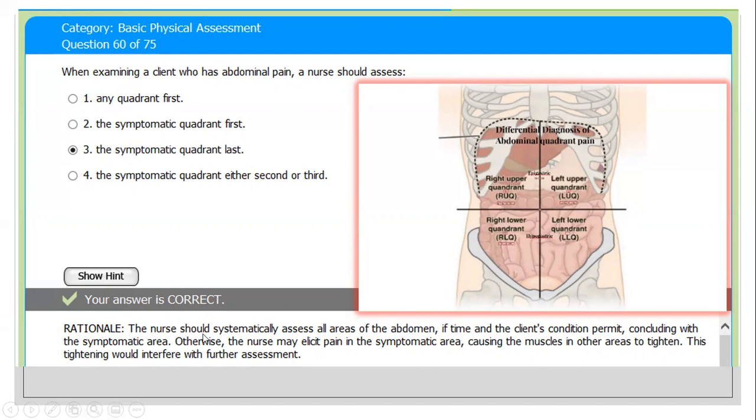Rationale, the nurse should assess all areas of the abdomen if time and the client's condition permit, concluding with the symptomatic area. Otherwise, the nurse may elicit the pain in the symptomatic area, causing the muscles in other areas to tighten. The tightening would interfere with the further assessment.